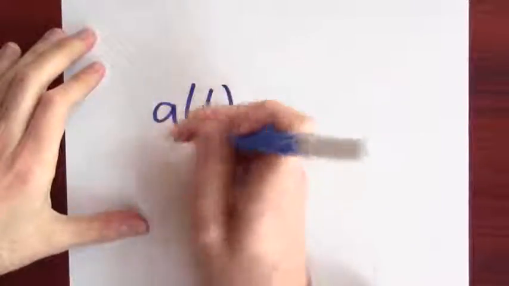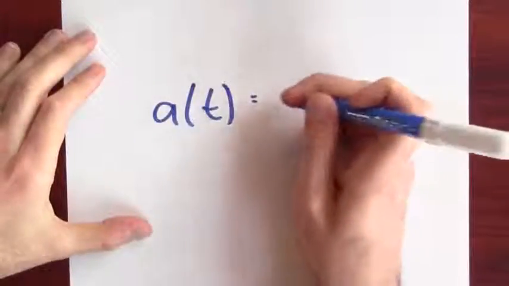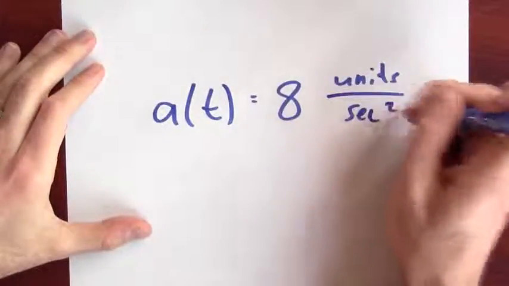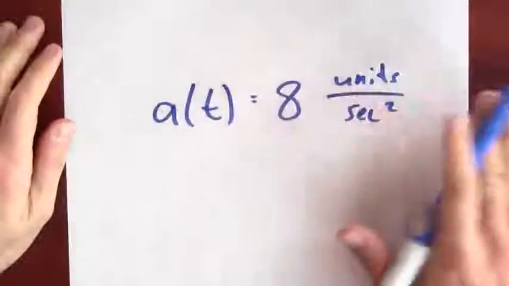Maybe I don't know my position and my velocity, but I know my acceleration. Maybe my acceleration at some time t is just a constant 8 units per second squared, right? So I'm going to accelerate at a constant rate. Now, is that enough information to determine my velocity?